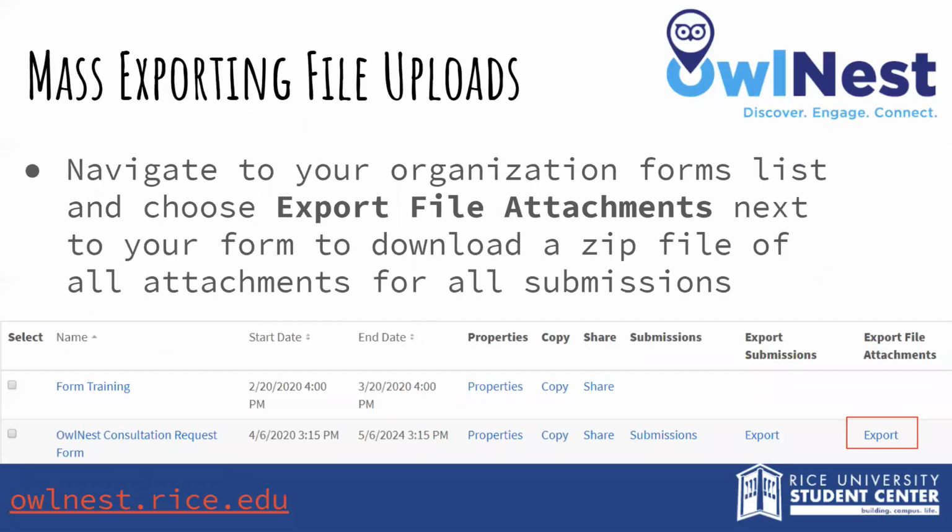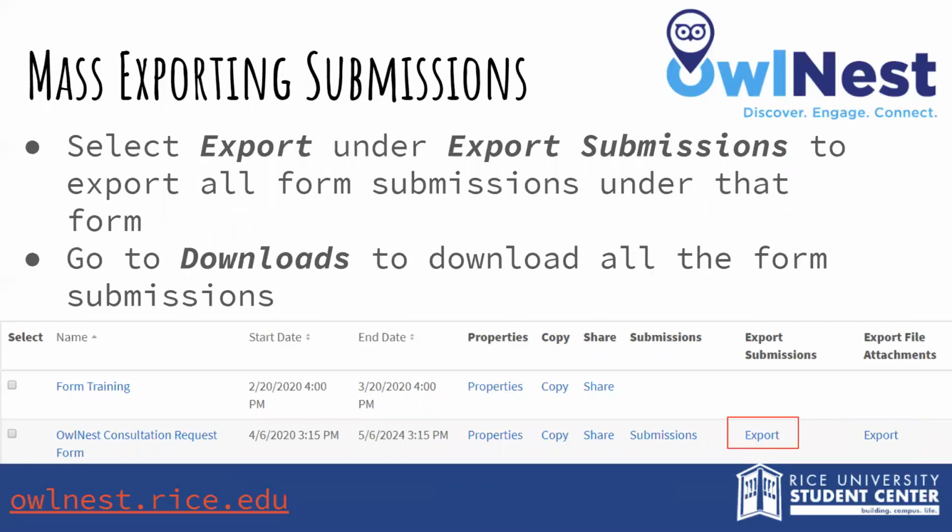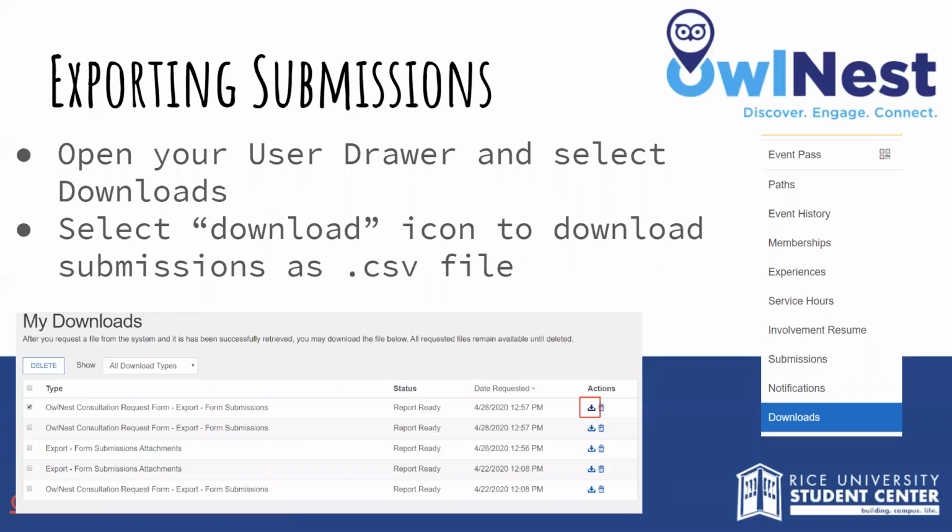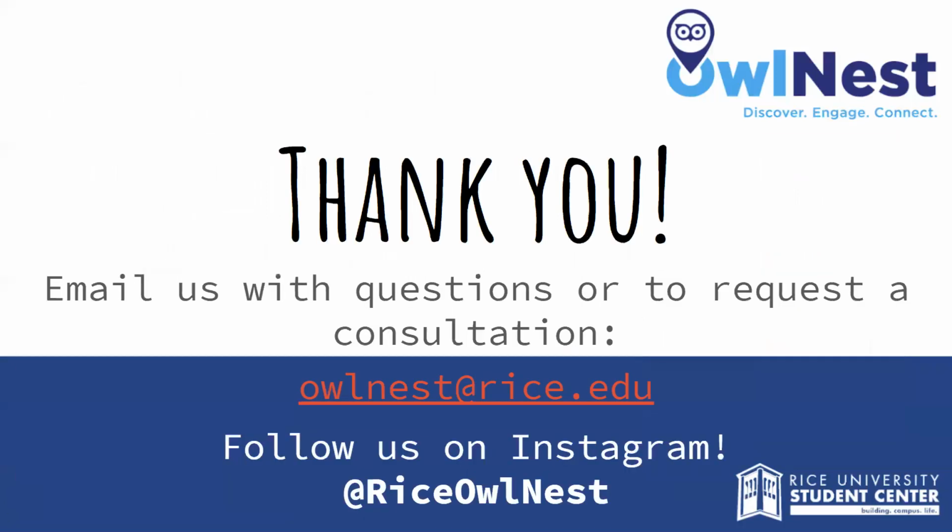To mass export file uploads, select Export File Attachments to download a zip file of all the file uploads for all the form submissions of that form. To mass export form submissions, select Export, then go to Downloads in the user drawer to download the form submissions. To export the submissions, click Export in the Managing Forms page, then open your user drawer and select Downloads. Find your form name and select the download icon to download the submissions as a .csv file.